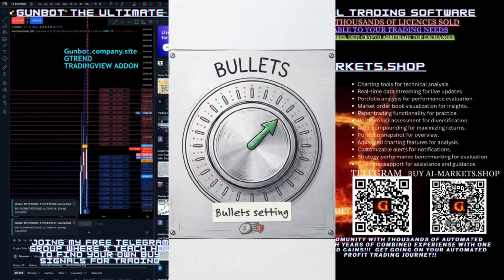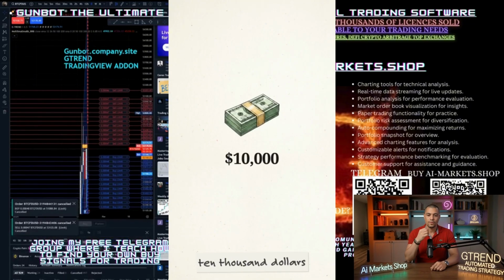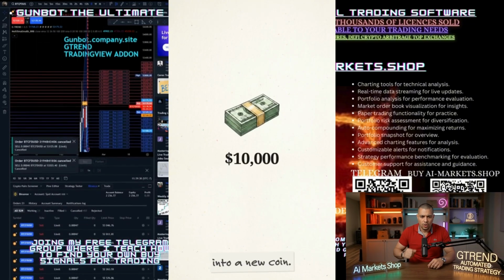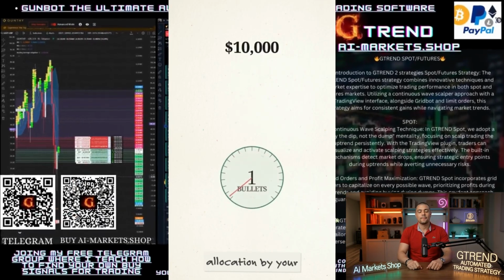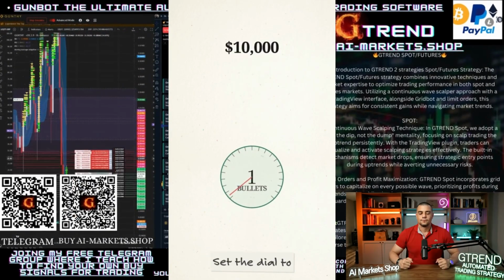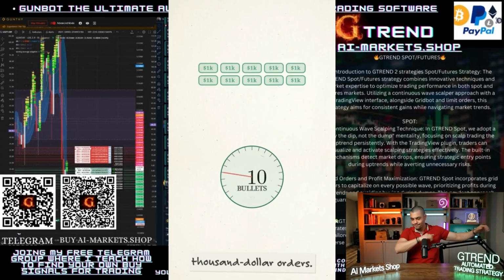But the automated bullet setting solves this with a single input. Let's say you have $10,000 ready to deploy into a new coin. Job 1 is sizing. It automatically divides your total allocation by your bullet count. Set the dial to 10 bullets, and it perfectly slices that 10 grand into $1,000 orders.